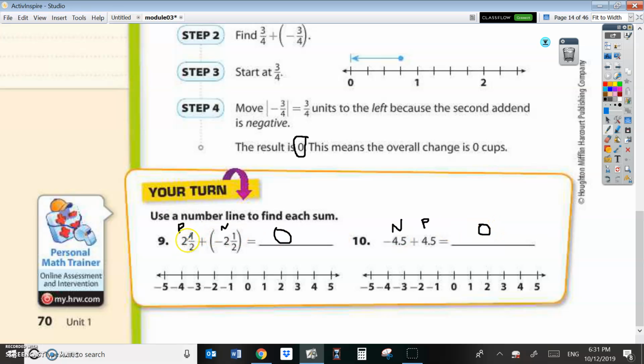You could do a number line. Positive 2.5 is right here, and then you're taking away 2.5, so go 1, 2.5. So here's negative 4.5, so go here, and then go 4.5 in the positive direction. 1, 2, 3, 4.5.